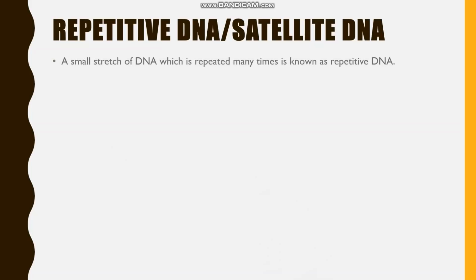So what is this repetitive DNA? A small stretch of DNA which is repeated for several times is known as repetitive DNA. A small stretch of DNA means a small sequence of nucleotides of DNA is repeated for many times. So it varies from chromosome to chromosome. So this kind of repeated sequence is known as repetitive DNA.